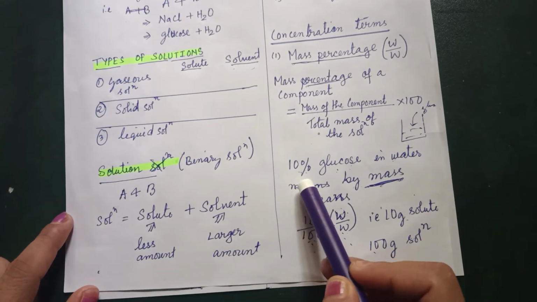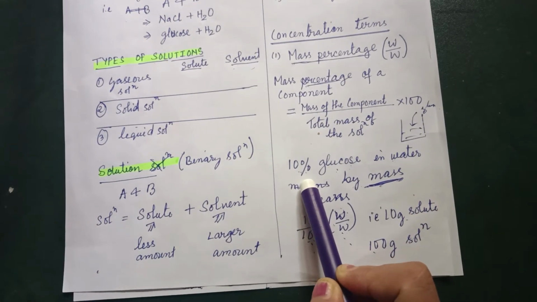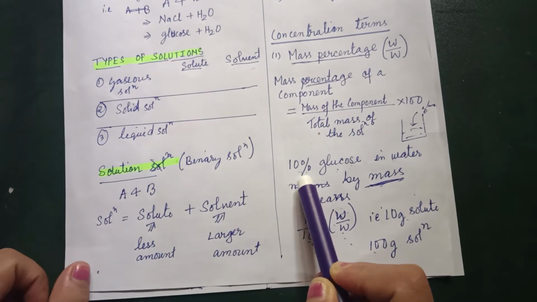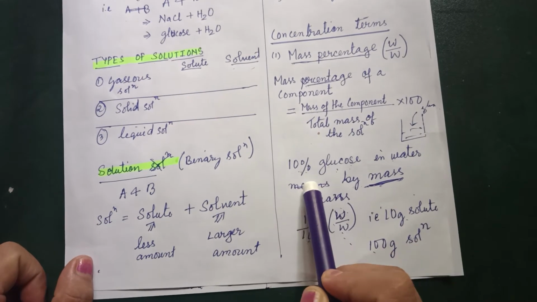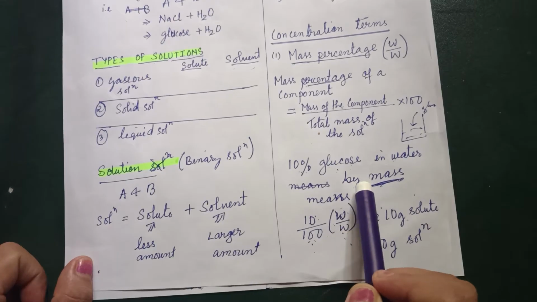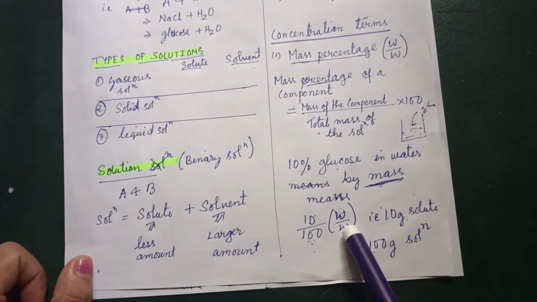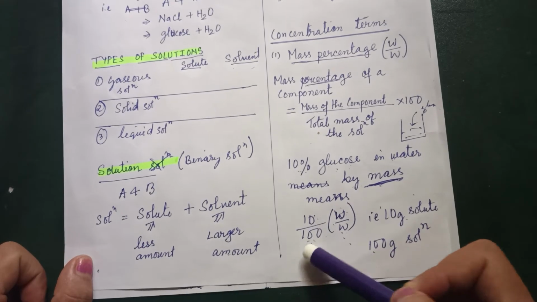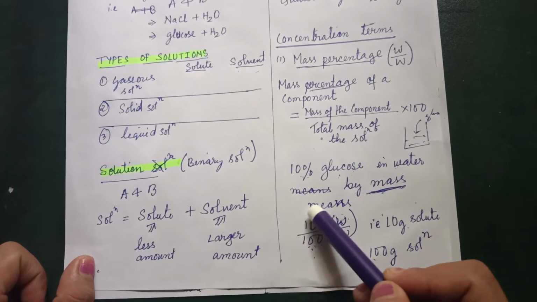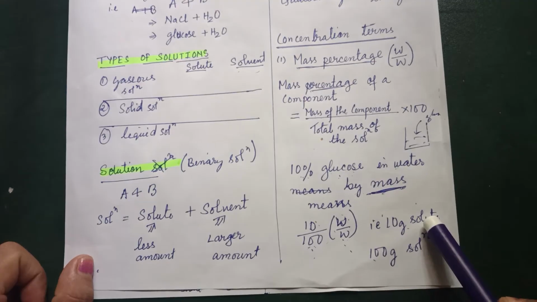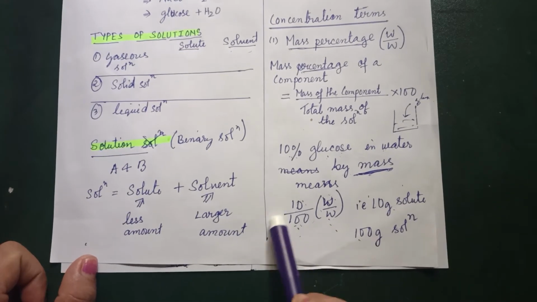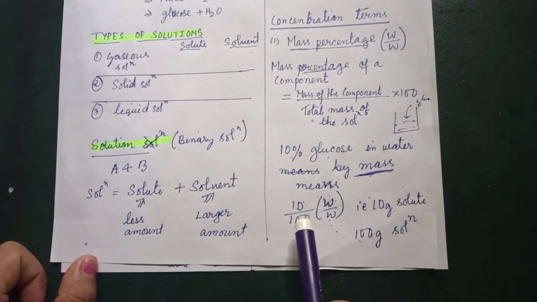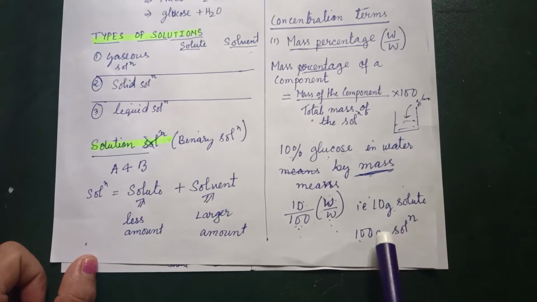Now let us know this, because these terms we are going to face while solving our numericals. 10% glucose in water by mass. Whenever we see by mass, then remember it is W by W. Let us do it in this form, 10 by 100. This 10 will be your solute, and this 100 below will always be your solution. That also in which form? It is in gram, and it is also in gram.